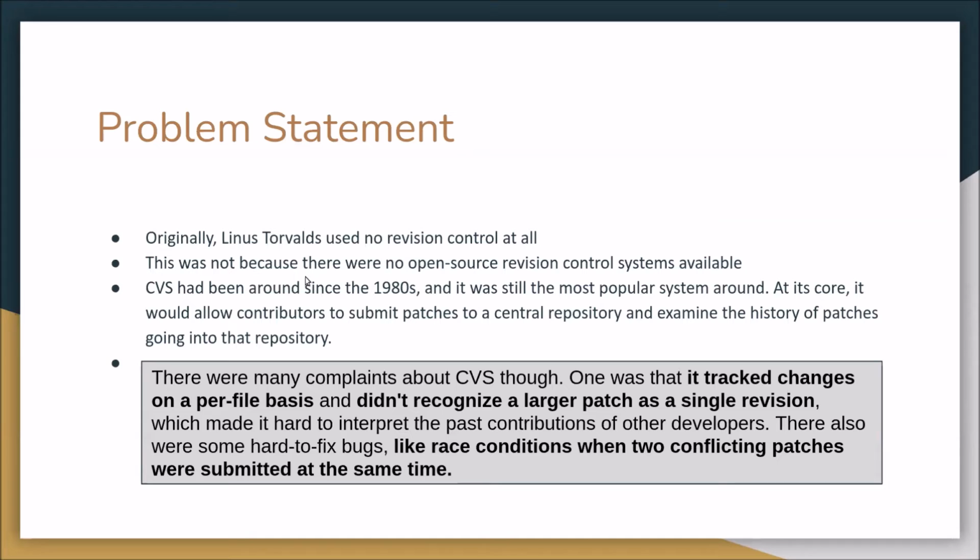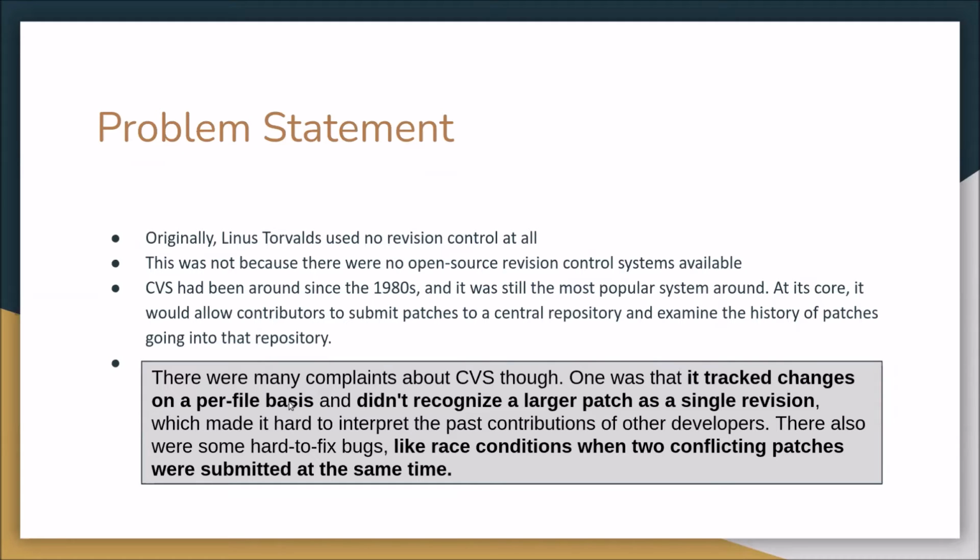This was not because there was no open source revision control available. CVS was available around the 1980s, and it was still the most popular system around. Contributors could submit patches to a central repository and examine the history of patches going into that repository. This kind of mechanism was used in CVS, and it was the most popular version control system at that time. But there were many complaints about CVS. One of them was that it tracked changes on a per-file basis.